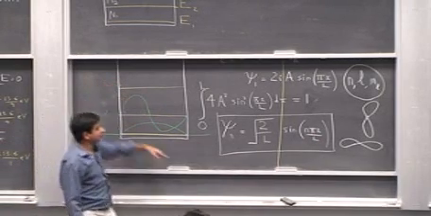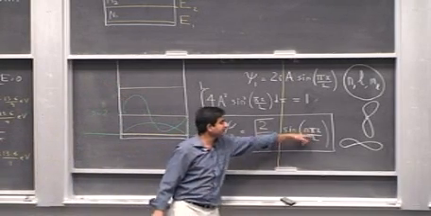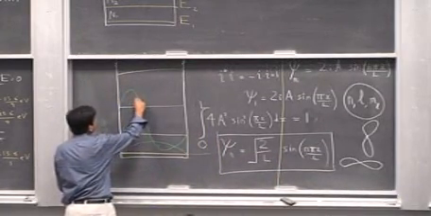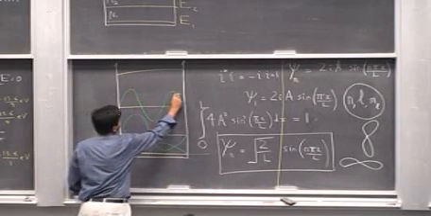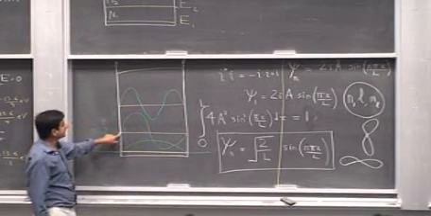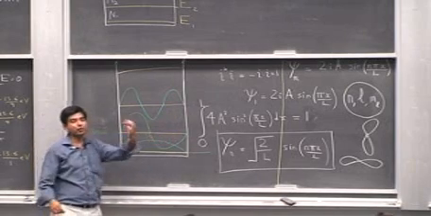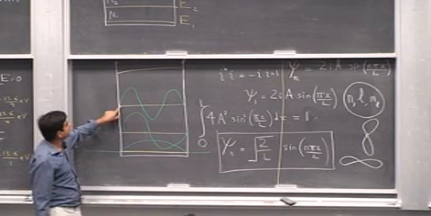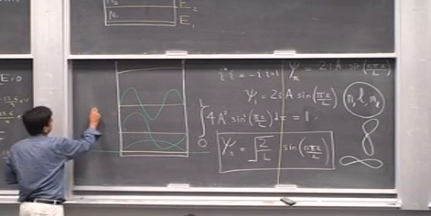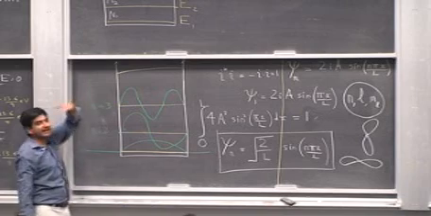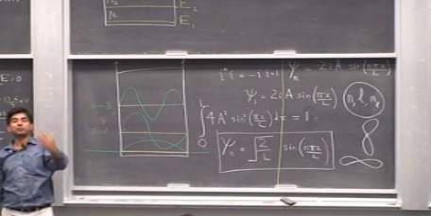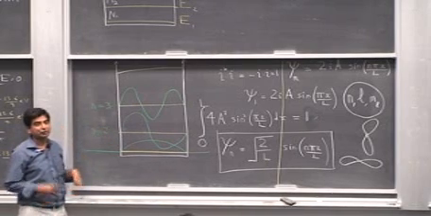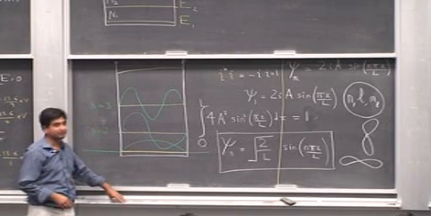Then I take the next level. N equals 3, I put sine 3 pi x over L. And the wave function that I plot looks like this. This wave function has 3 nodes: 1, 2, 3. A node is a point where the wave function is 0. This wave function has 2 nodes. This wave function will have 4 nodes. So if you are in the nth state, there will be n plus 1 nodes. So this is how the wave function of the electron looks like.